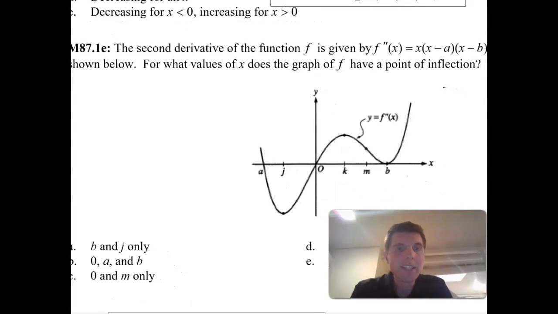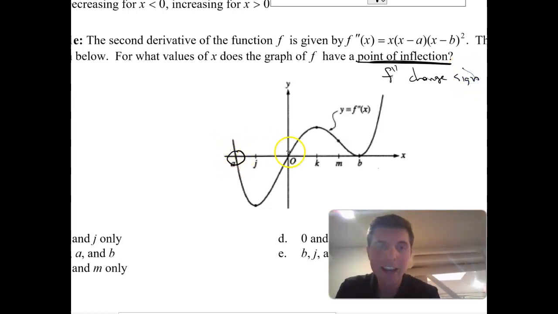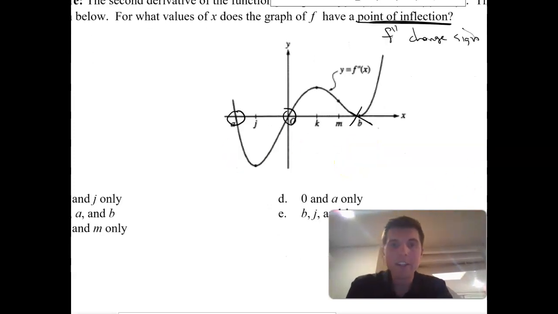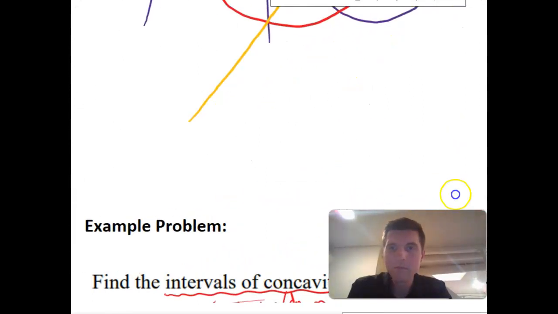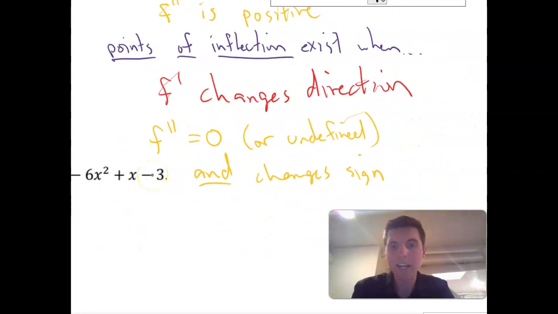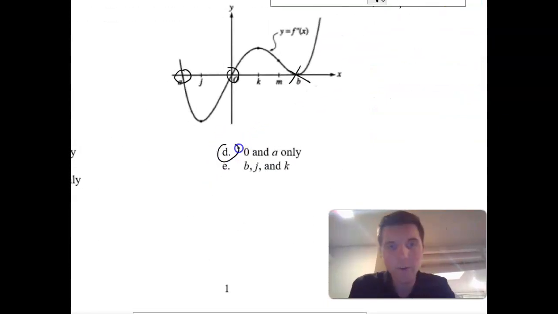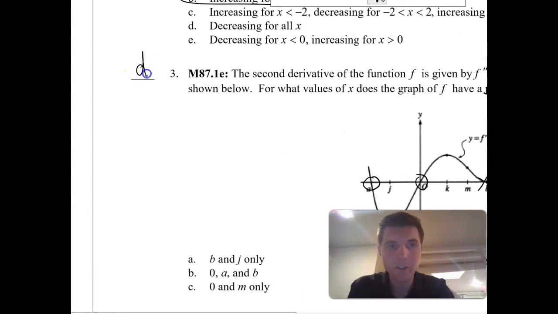Number 3, this is the second derivative. If I want to know where points of inflection exist, I want to know where f double prime changes sign. I see it changes sign here at A and here at O. It doesn't change sign at B. It bounces off. So again, on your chart that you got, points of inflection exist when f prime changes direction or f double prime changes sign. So that's what we're looking for. This one, again, your answer was on the board during that test. Letter D is your solution.